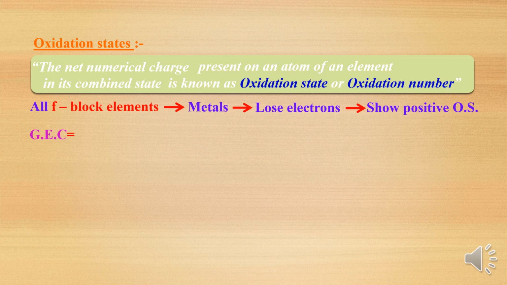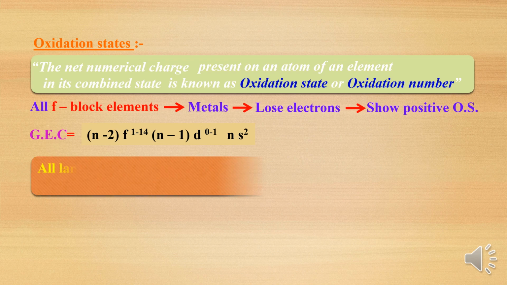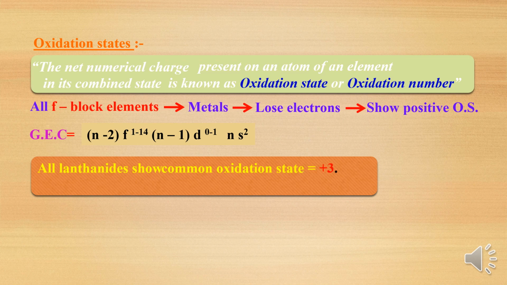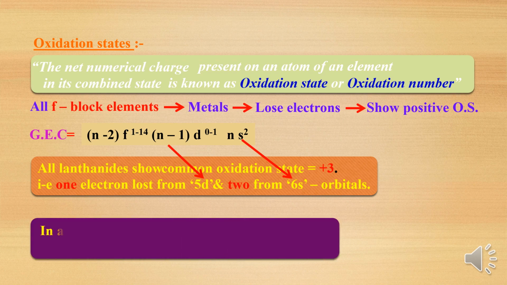Now the general electronic configuration of the lanthanide series is (n-2)f1 to 14, (n-1)d0 to 1, and ns2. All lanthanides show a common oxidation state, that is +3. That is, one electron is lost from 5d and two electrons from 6s. Whatever electrons are in the valence shell and penultimate shell will be lost. That's why the common oxidation state is +3. You can see the valence shell and penultimate shell.